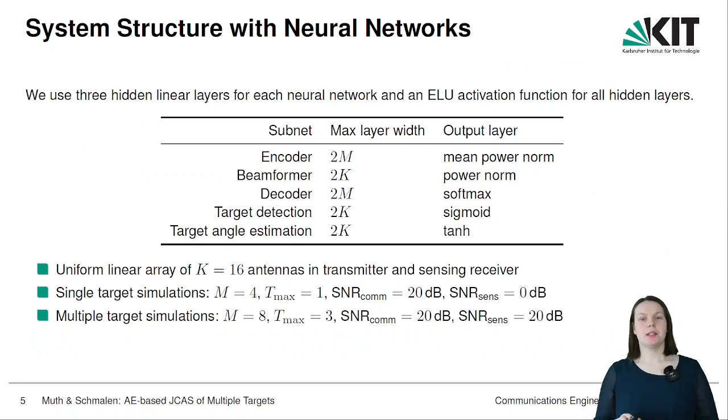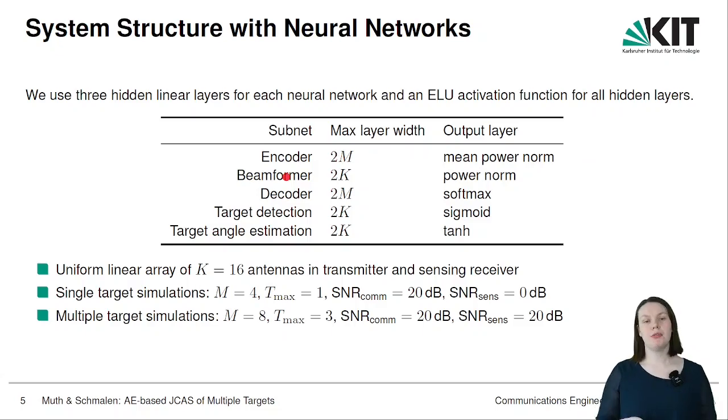So, as mentioned, we have this neural network structure, and we use for each neural network 3 hidden layers, and we use an ELU activation function for all hidden layers. Then our encoder has a maximum layer width of 2M, where M is the number of communication symbols. Same as the decoder. The encoder needs some mean power normalization at the output so that the energy that we transmit doesn't diverge to infinity.